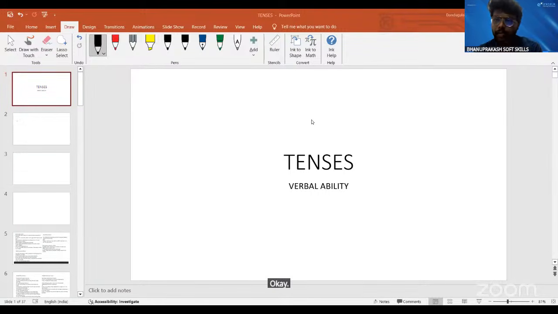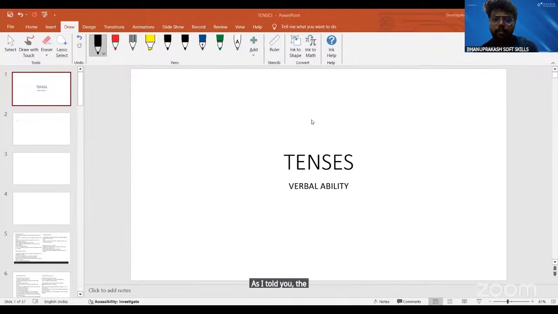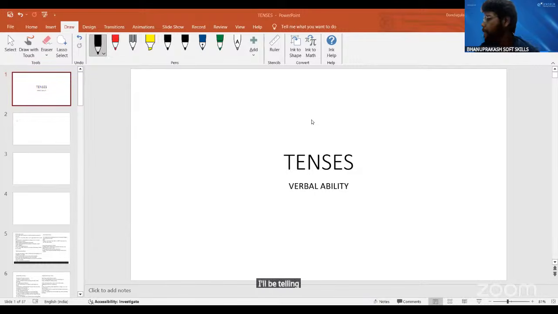So the first thing that we'll do is I'll give you a few sentences in Telugu which you need to translate into English. As I told you the rules yesterday itself, you should not give an immediate answer right now unless I ask you. I'll be telling you almost 7 to 8 sentences, and you can write them anywhere in your books. Then whenever I ask you to tell the answers one by one, you should say the answers. Okay? Clear with this?